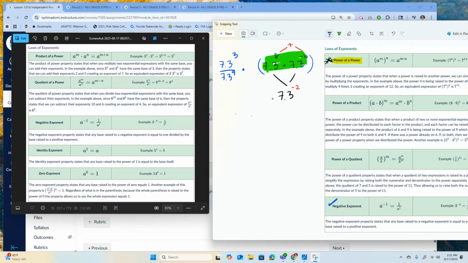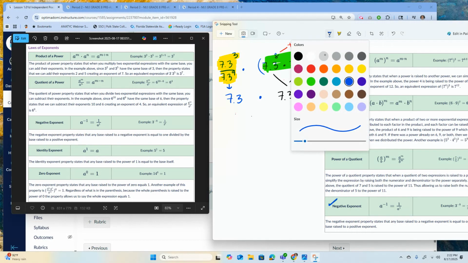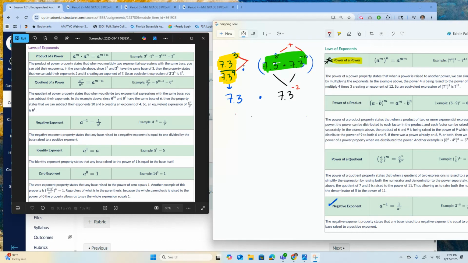Now let's work over here. Now I'm going to work with this. I see this fraction bar. That means that we are dividing these two powers that have the same base. And using the quotient rule, the quotient of powers, the rule says that when you're dividing powers that are the same, you keep the base, so 7.3, I'm going to keep it, that's the base. And with the exponents, you're going to take the 3 and the 9 and subtract them. So 3 minus 9, that will be negative 6.